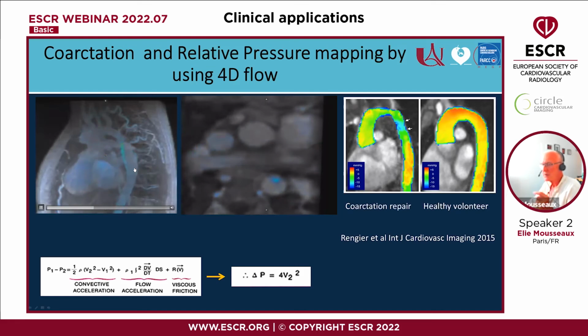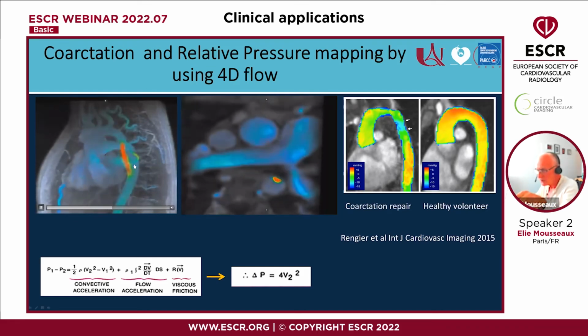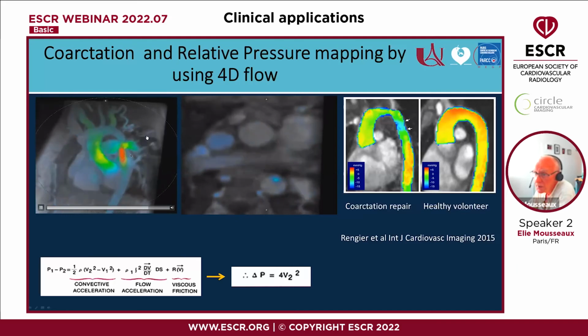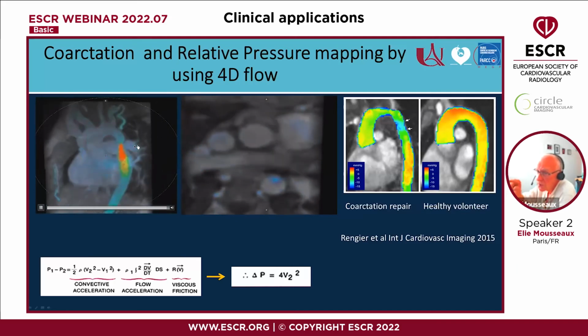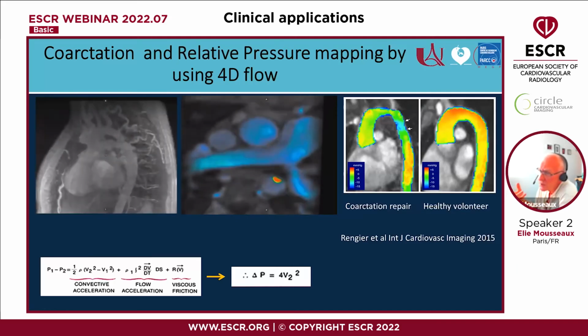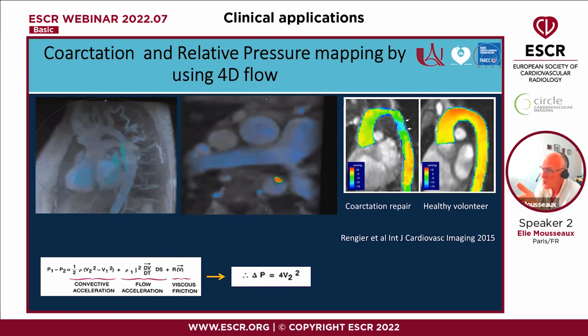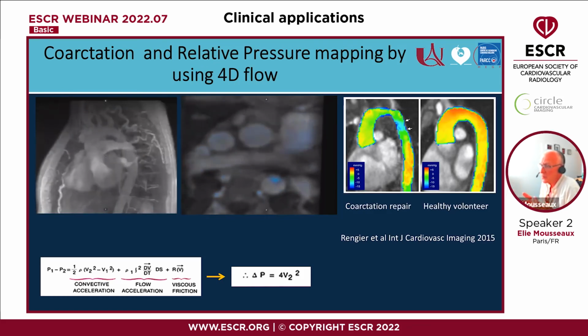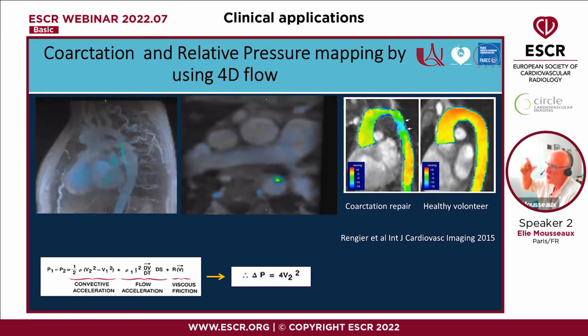And of course, we will have the pressure gradient and the flow, because in case of a lot of collateral circulation, the flow within the stenosis is not so high. So in this case, for instance, at echo and at MRI, the pressure gradient was very low. But because we know that the flow was totally decreased within the stenosis, we know that this stenosis was severe because we have both pressure gradient and the flow.